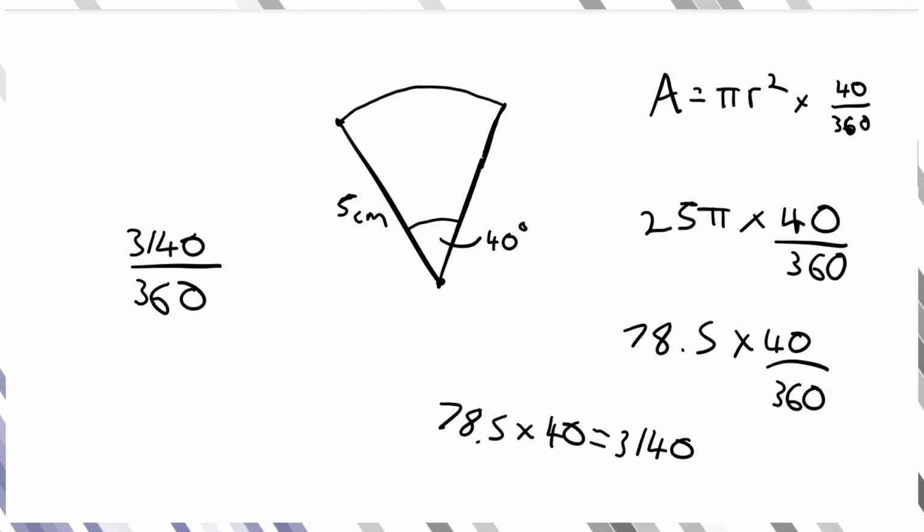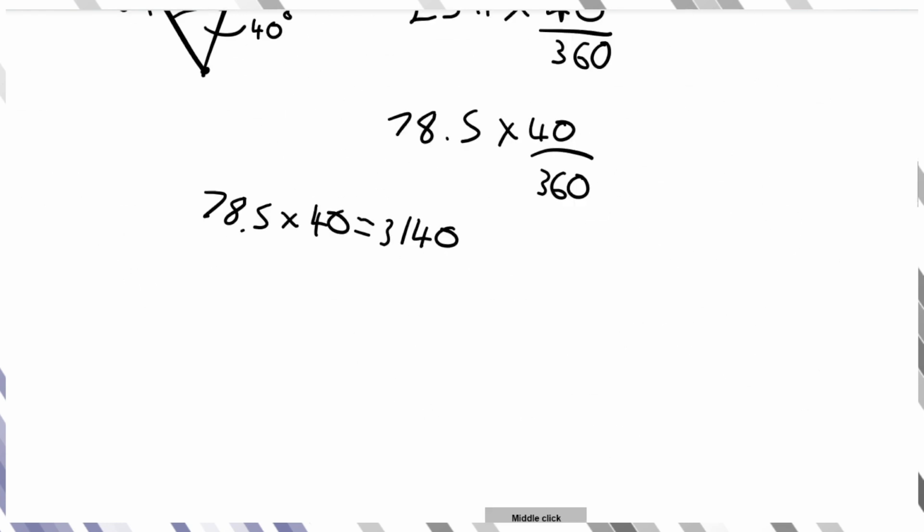And the calculator says that that is 8.7 and then 2 recurring. So the area of that is 8.7 and then infinity twos. Alright, so that's how you get the area of a sector. We'll do one more really quick example.